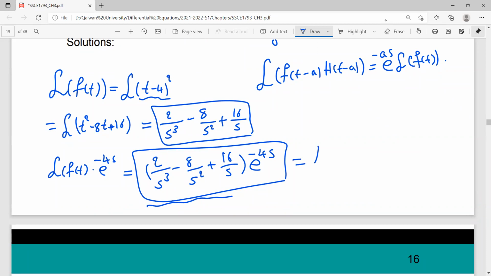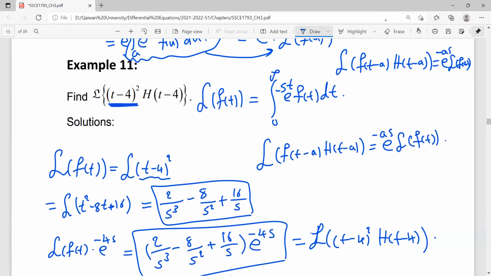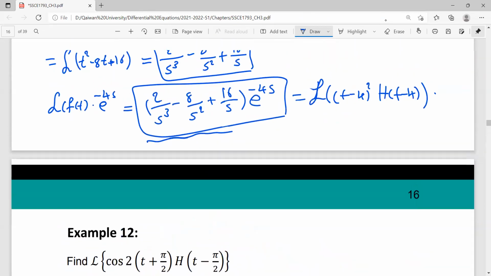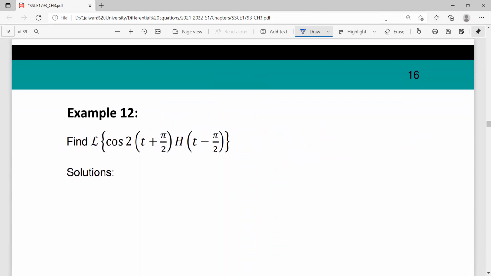So this is the Laplace transform of f of t minus 4. Let me write it down, which is t minus 4 squared times h of t minus 4. This is the result. Okay, we just applied the rule here. We just find the Laplace transform for f, and then you multiply it by e to the power minus as.